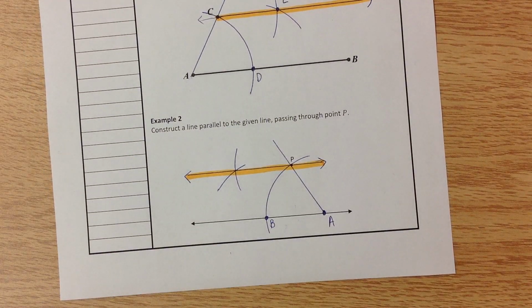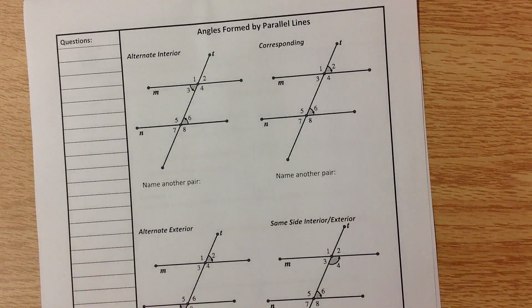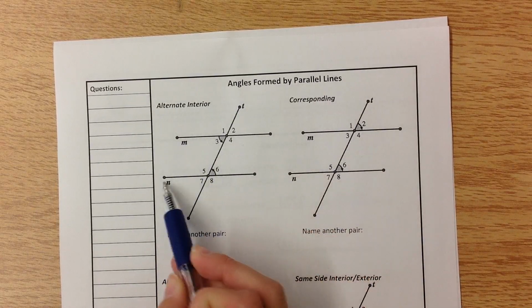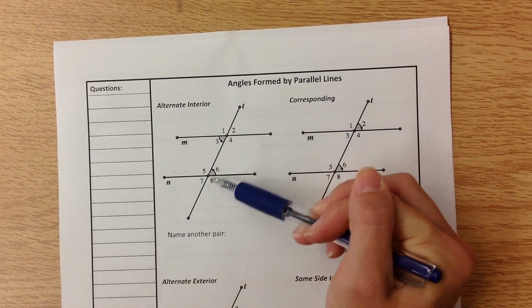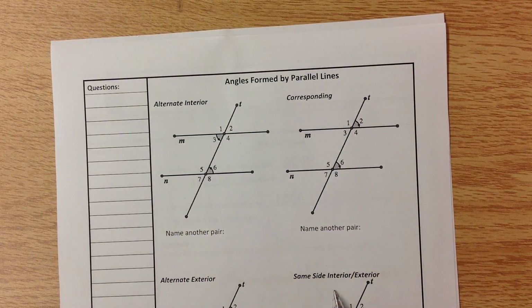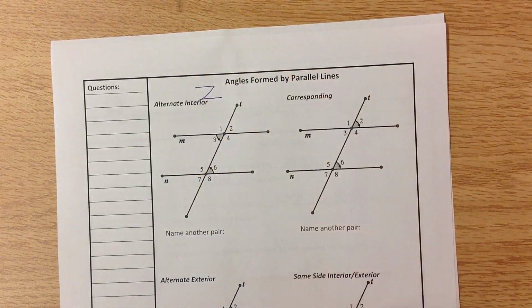If you look on the back side of this paper, we're going to talk about some angles that are formed by parallel lines, and we're going to focus more on these in Unit 2, but we're just giving you a little bit of a preview right here. If we have these parallel lines M and N and this transversal T, we can find 4 different types of angles. Alternate interior angles are formed out of a Z with those parallel lines.